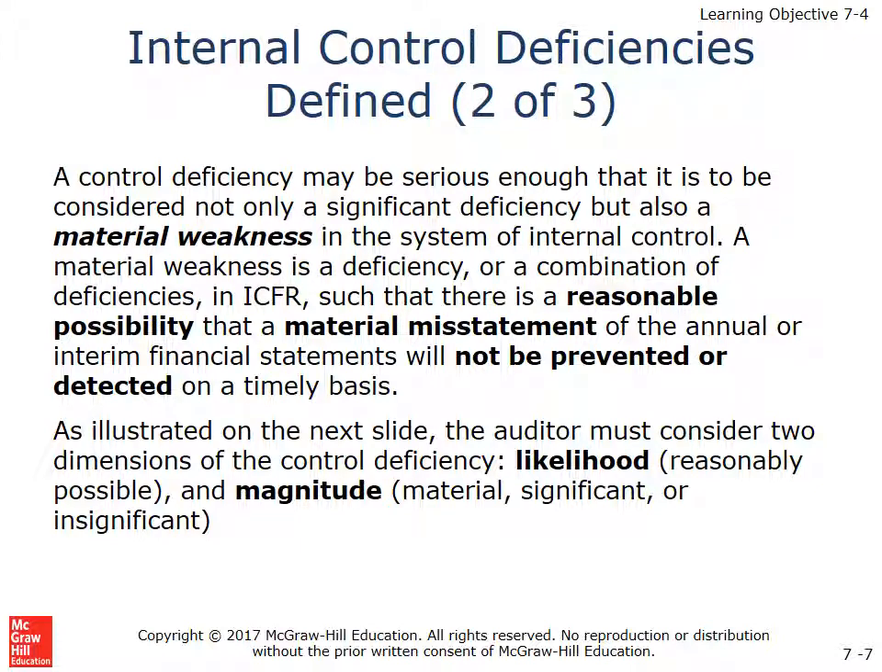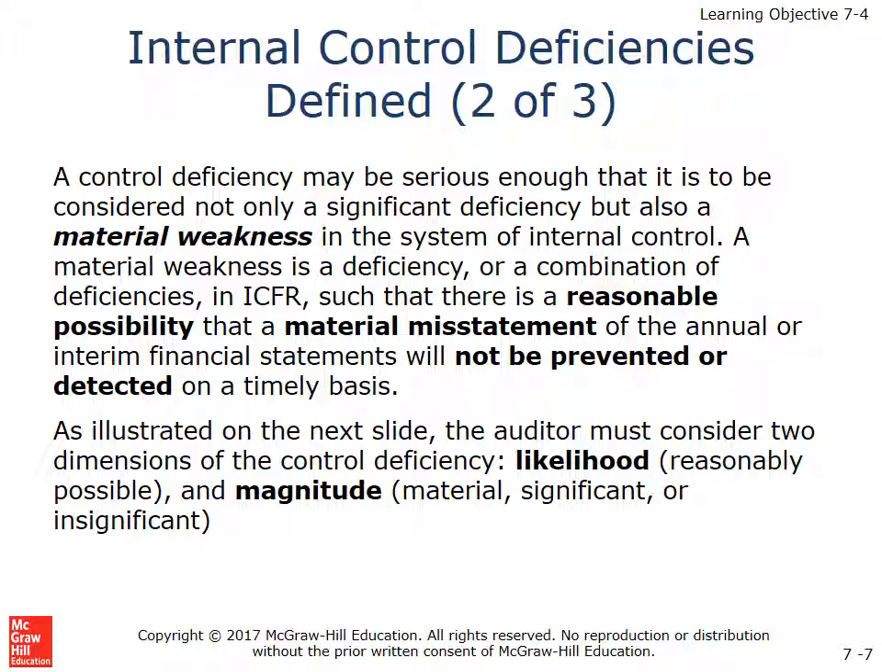Now, a control deficiency may be serious enough that it is to be considered not only a significant deficiency, but also a material weakness. That's bad. A material weakness is a deficiency or combination of deficiencies such that there is a reasonable possibility that a material misstatement of the financial statements will not be prevented or detected by that control or the lack thereof. So we're going to illustrate this on the next slide.